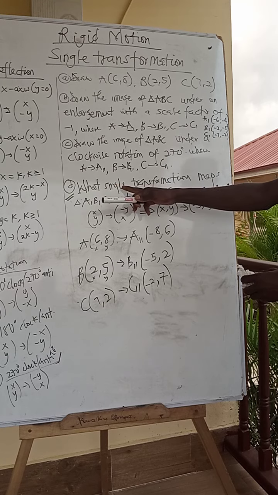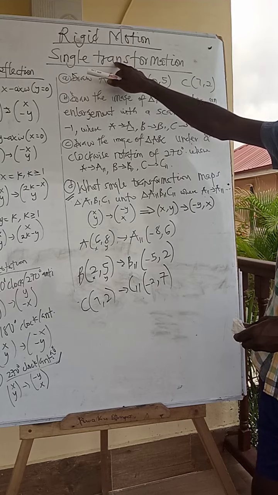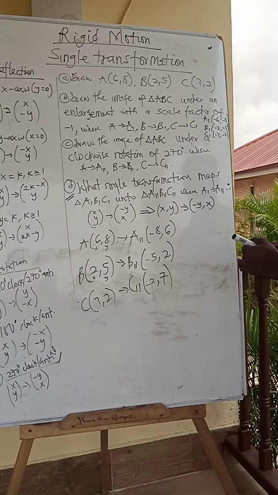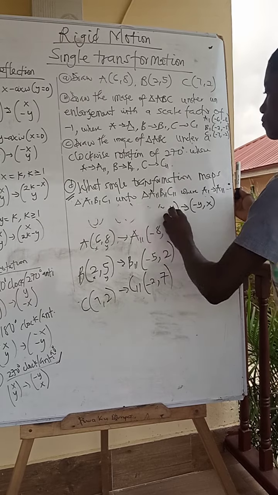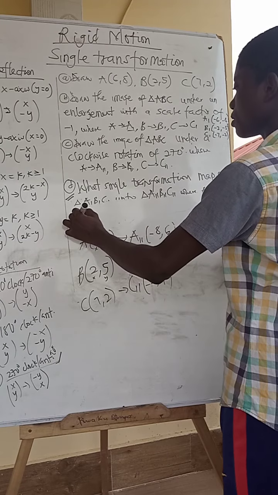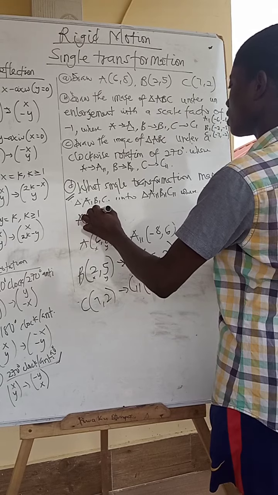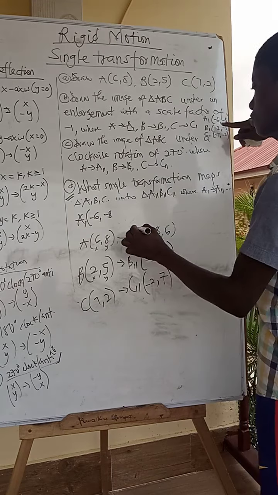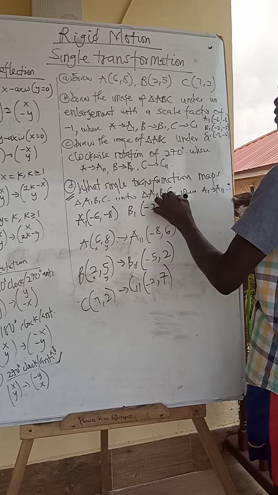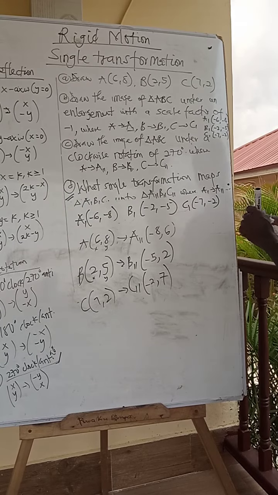Now we are going back to the purpose of our discussion: single transformation. Here, let us not forget this one. Let me clean this. I'm just going to write them here. A1, our A1 is what? (negative 6, negative 8). Our B1 is (negative 2, negative 5). Our C1 is (negative 7, negative 2).